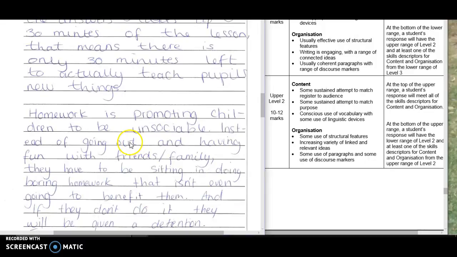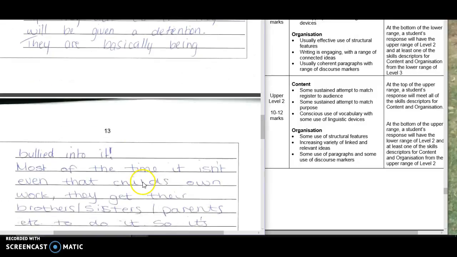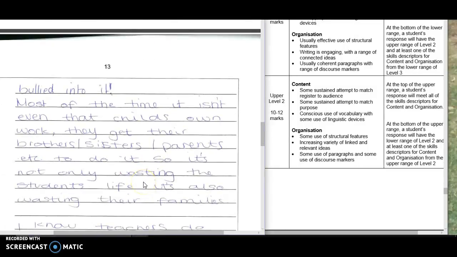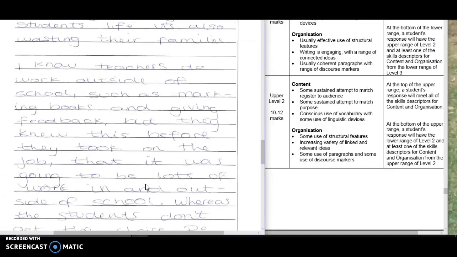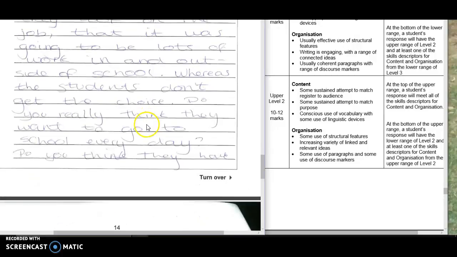And you've started a new paragraph here. Here we've got alliteration with the use of the bees and a quite dramatic sentence saying that they're basically being bullied into it, so that's a good strong sentence there. Some concession here to the fact that teachers have to do a lot of work outside of school, but you do point out that that was our choice, whereas children don't have that choice.